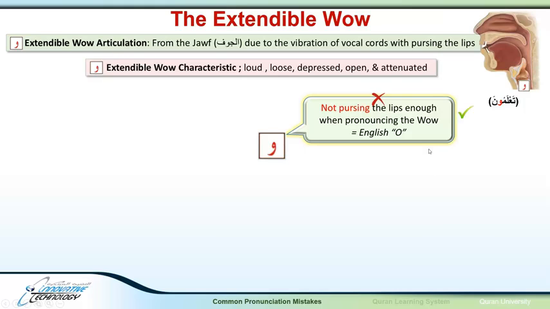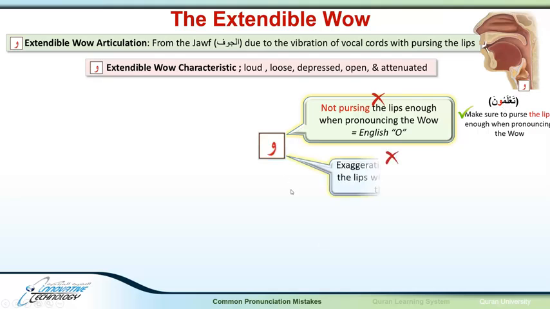Sheikh al-Husari, تعلمون. So we have to make sure to purse the lips enough when pronouncing the waw, so as to avoid the O sound. So basically it's تعلمون, not تعلمون. Ooh, not O. The second mistake is exactly the opposite of the first one.